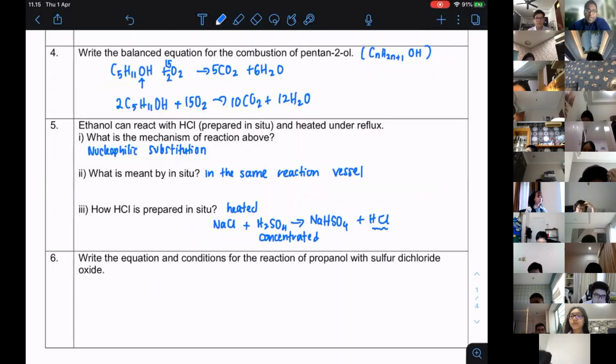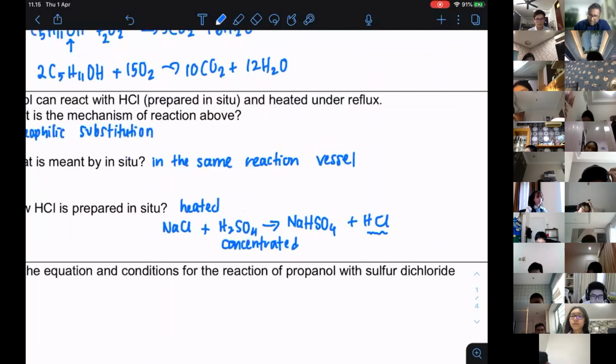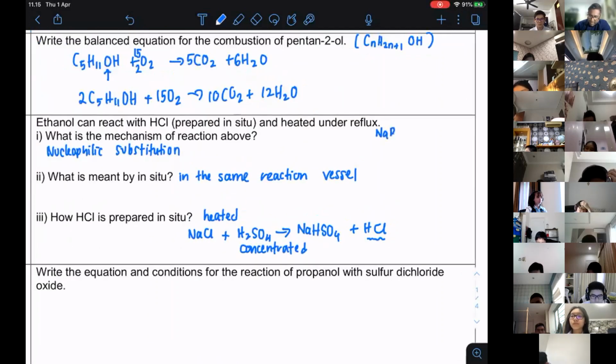Do remember, I cannot use the same reaction to prepare HBr and HI. Why? Because this cannot be done: concentrated sulfuric acid is a very strong oxidizing agent, so once you get the HBr and HI, they are going to react further and give you a mixture of products. This one you can go and read under group 17.